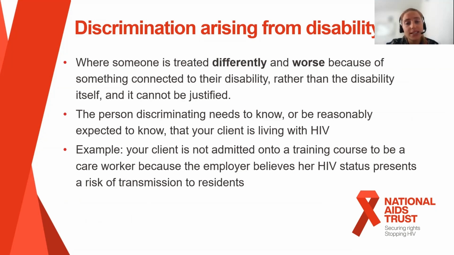So for example, when a doctor advises a mother living with HIV to formula feed her baby, despite advising mothers generally to breastfeed, this can be justified because there is evidence that indicates that there's still a low risk of HIV transmission through breastfeeding, even when the mother has an undetectable viral load.